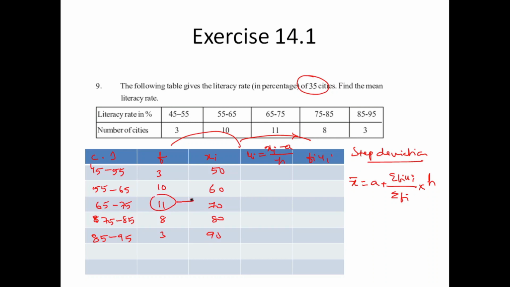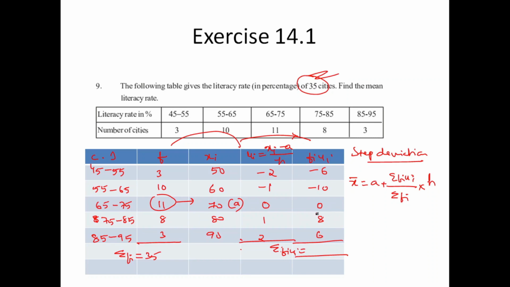The maximum frequency was this one, that is a. Okay, so now subtracting, this one is 0, this is minus 1, this is minus 2, and here 1, and the summation of sigma of f of i is, as given in the sum, 35. So in doing this I'll get minus 6, 0, 8, and 6. The 6 cancels out, so we are left with minus 2 only.